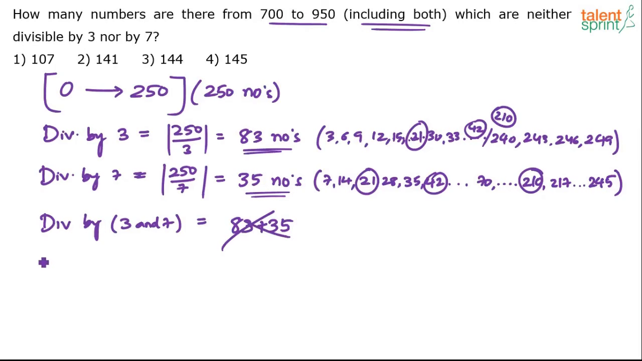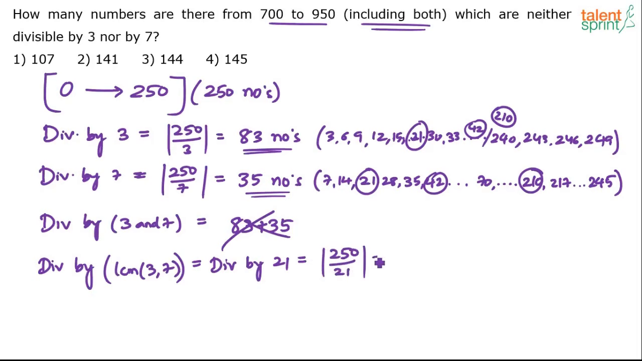What do we have to do? We have to find out the number. See, then take the LCM of 7 and 3. So all these numbers are divisible by 21, 42, 210. So these are all divisible by the LCM of 3 and 7, right? Which is nothing but the numbers divisible by 21. How many numbers will be divisible by 21? 250 divided by 21. This will give you what? 11. 210 plus 21, 231, right? Then it will be 252. So yeah, 11 such numbers.